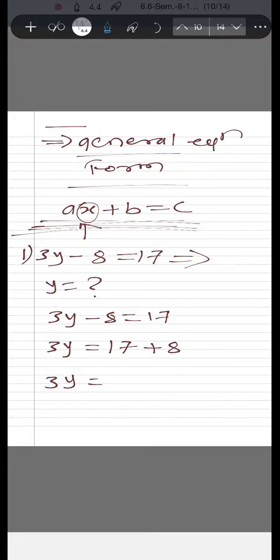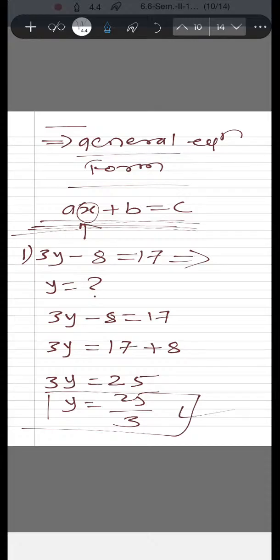Okay, so that is equal to 25. So y is equal to 25 upon 3, and that is the value of y. And this is how you have to solve linear equations. Okay, we will take some more.